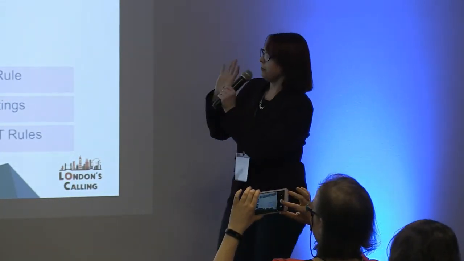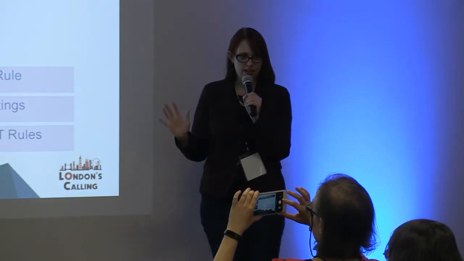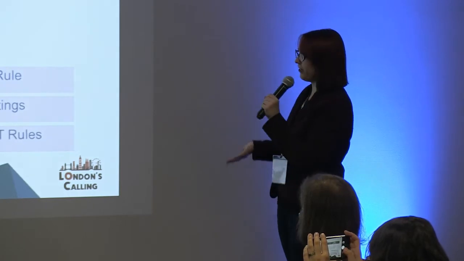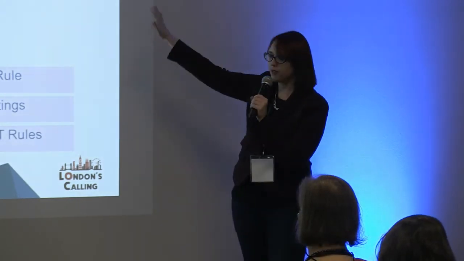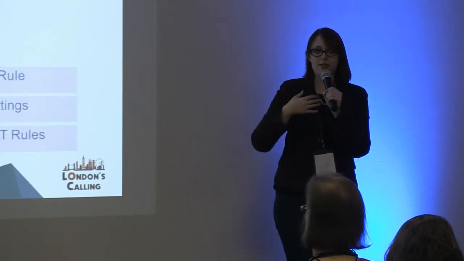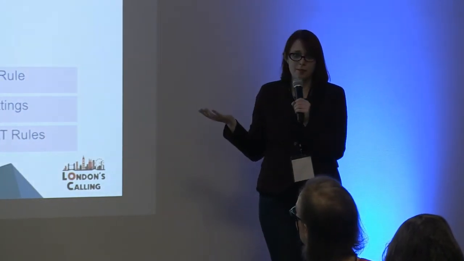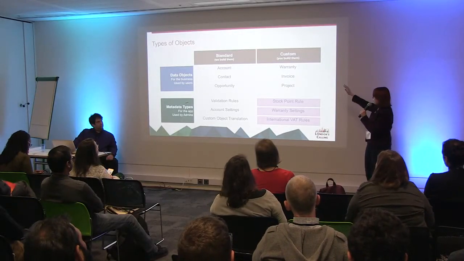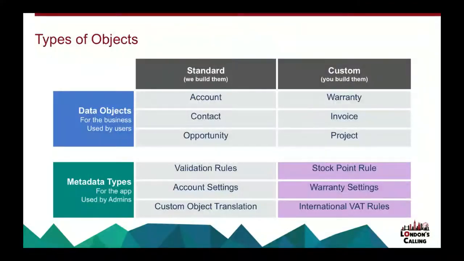So you get this table. On the top left, you have your standard data objects, the stuff that comes with Salesforce by default: your account, your opportunity, your contact. On the top right, you've got your custom data objects, the objects that you as an admin create because we at Salesforce can't possibly anticipate all of your needs for what kinds of data you're storing. Warranties, invoices, projects, etc.